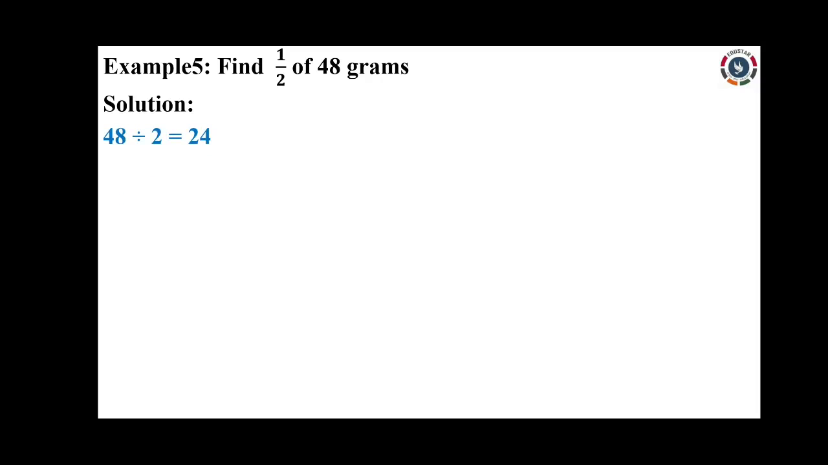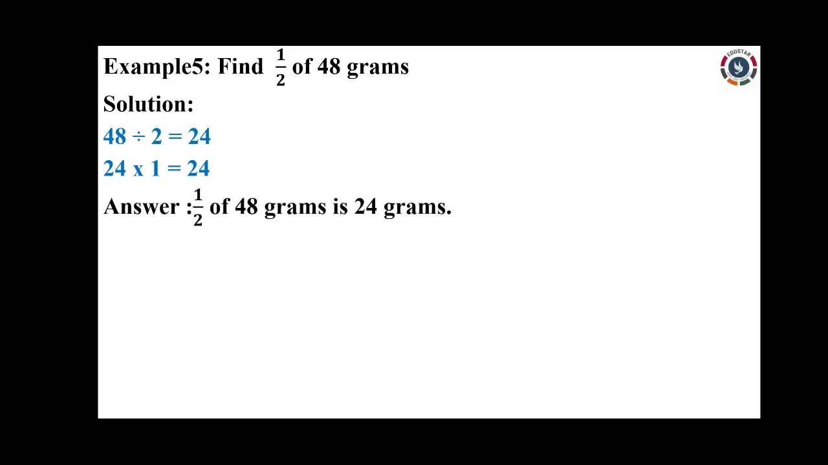With that 24, we have to multiply the numerator. So, 24 into 1, which is equal to 24. So, the answer is: 1 by 2 of 48 grams is 24 grams.